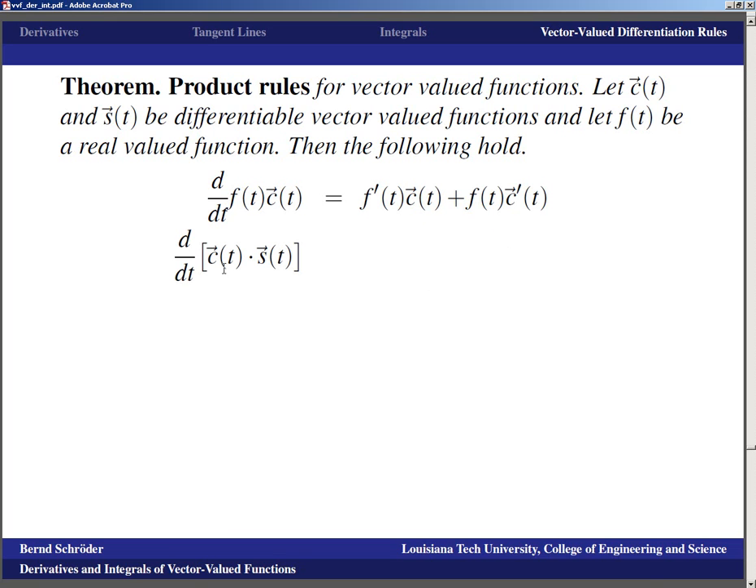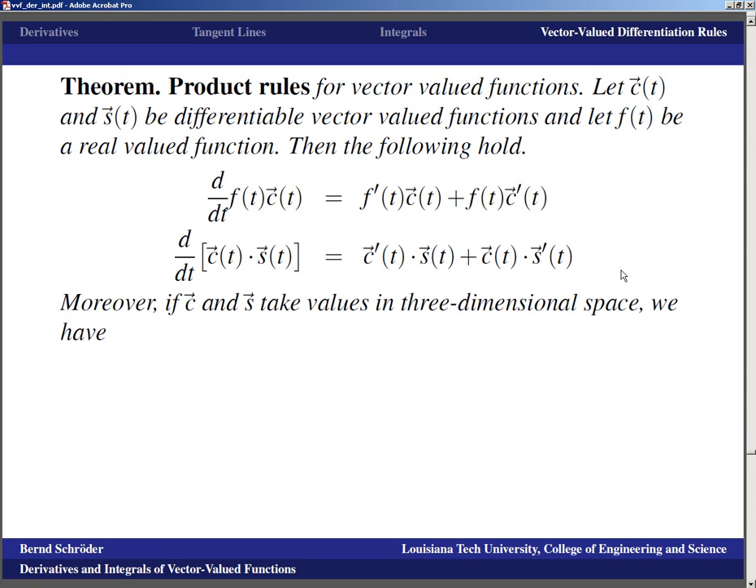The derivative with respect to time of the dot product c(t) times s(t), well, that is c'(t) dot s(t) plus c(t) dot s'(t). I keep the order of the factors because I just want us to pick up some good habits of mind, because for the cross product the order of the factors actually matters. Again, it looks like the product rule for single valued functions, and the order of the factors here doesn't matter because it doesn't matter for the dot product.